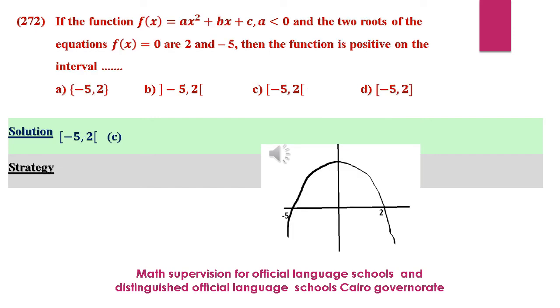If the function f of x equals ax squared plus bx plus c, with a less than 0, that means the function is drawn like a U, but upside down, in other words like an n. And the two roots, the two points of intersection with the x-axis, are 2 and -5. So this function is positive in the interval between -5 and 2, as shown in the graph, as the drawing is above the x-axis in this interval.